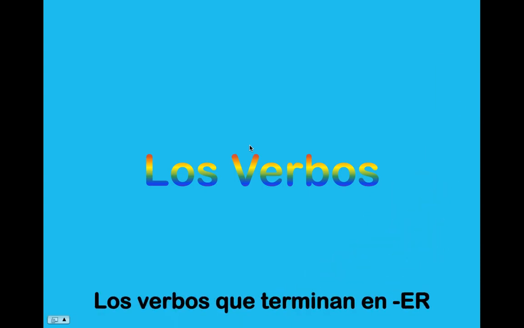We're gonna talk just about the ER ending verbs. Los verbos que terminan con ER. We're gonna do the regular verb conjugation. And then we're gonna talk about tener and about how tener is irregular and it doesn't follow the pattern completely, perfectly like it should.